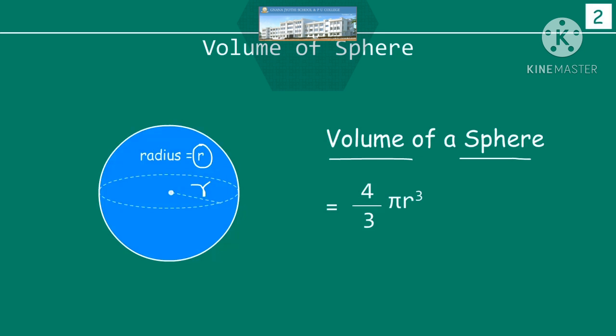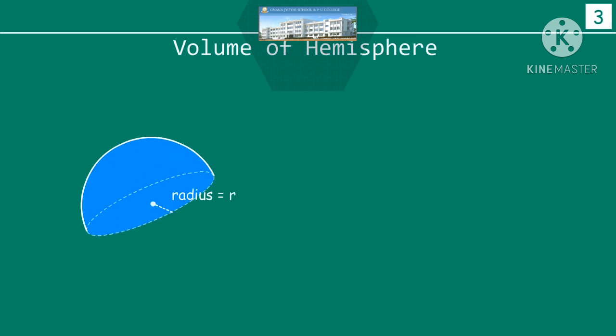So now, what about a hemisphere? The hemisphere is nothing but, if you take the same plane and cut the sphere into two equal parts, each part is a hemisphere. So this is a hemisphere. We saw the word hemi means half. So hemisphere, you can think of this as half sphere, right?